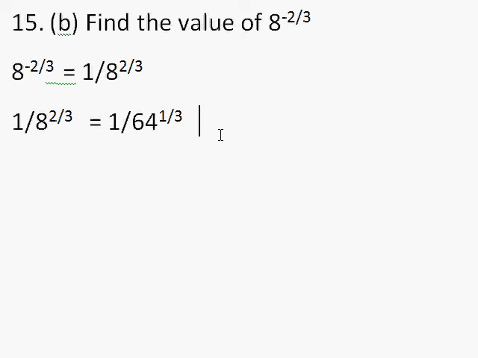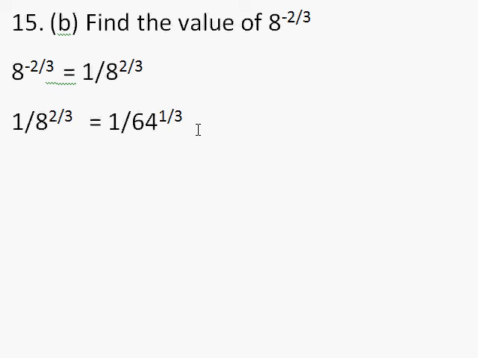Let's see, 3 times 3 times 3, that's 27. So then we try 4 times 4 times 4. 4 times 4 is 16, and 16 times 4 is 64. So the cube root of 64 is going to be 4.